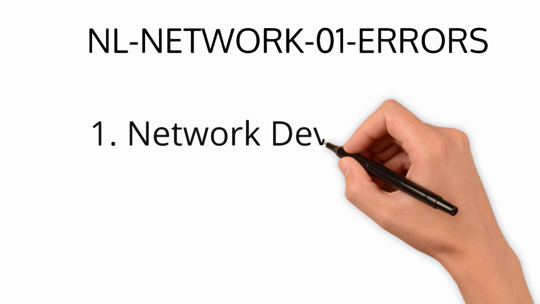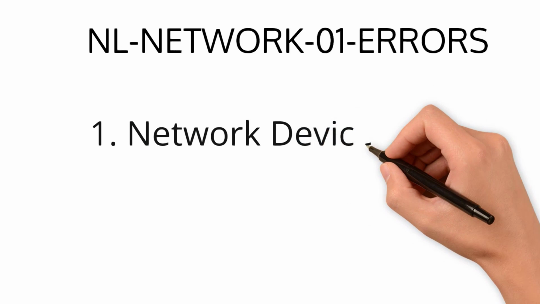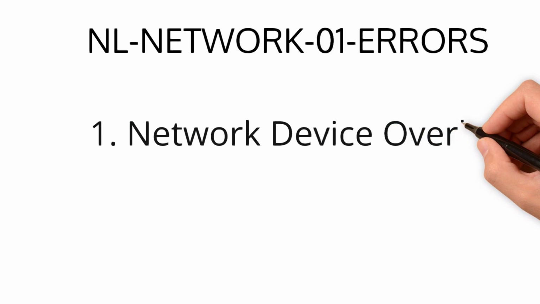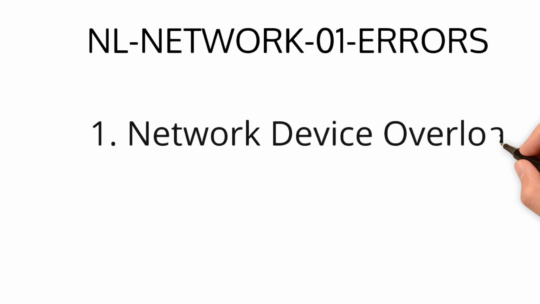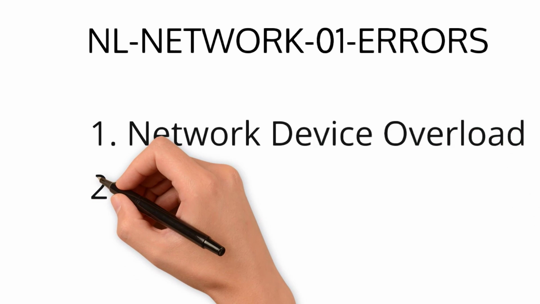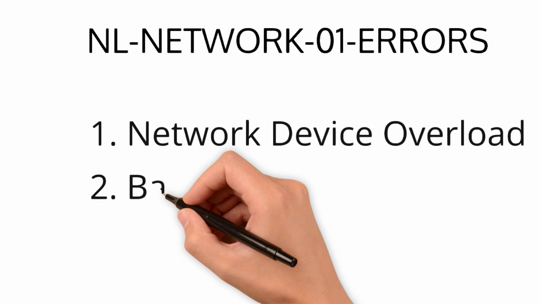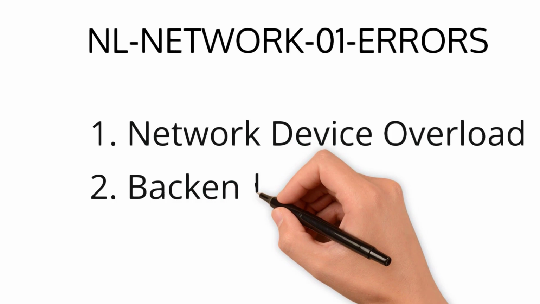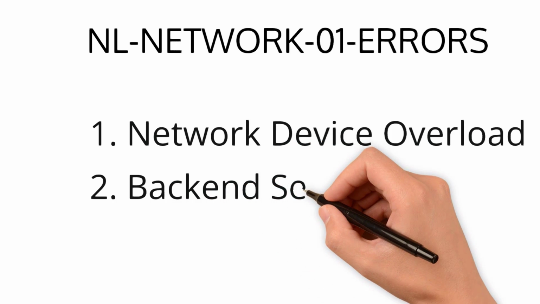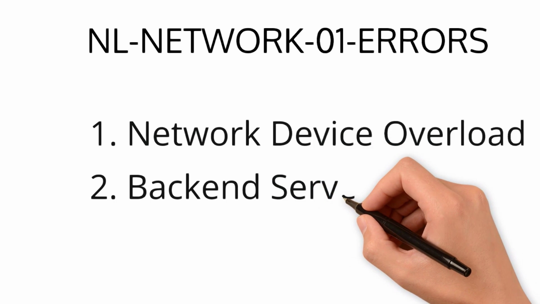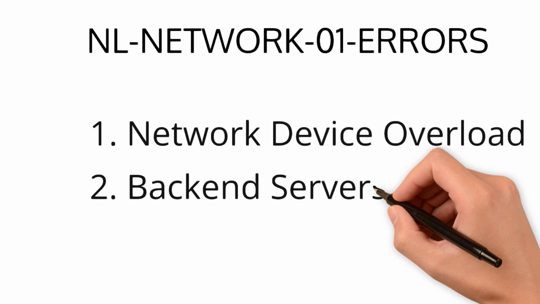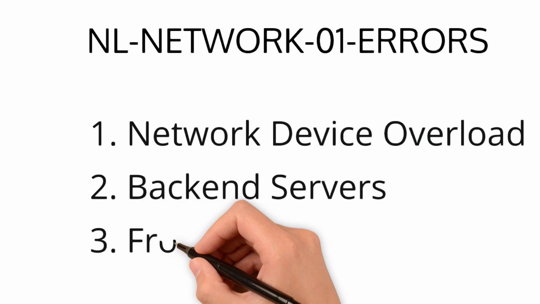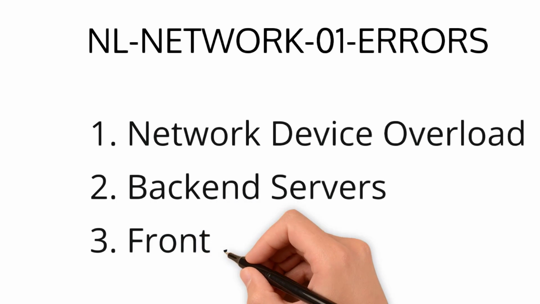So the first part is the network device overload. The network device overload issue happens when the network hardware, such as the routers, the switches, or the firewalls, becomes overwhelmed with traffic, and this can lead to delays or dropped packets, preventing the server from responding correctly. And when it comes to the solution, we have to check the load and the performance of network devices, and also make sure that they are not operating at or near the maximum capacity, and we have to consider load balancing or upgrading the hardware if necessary. So that's all about the network device overload.